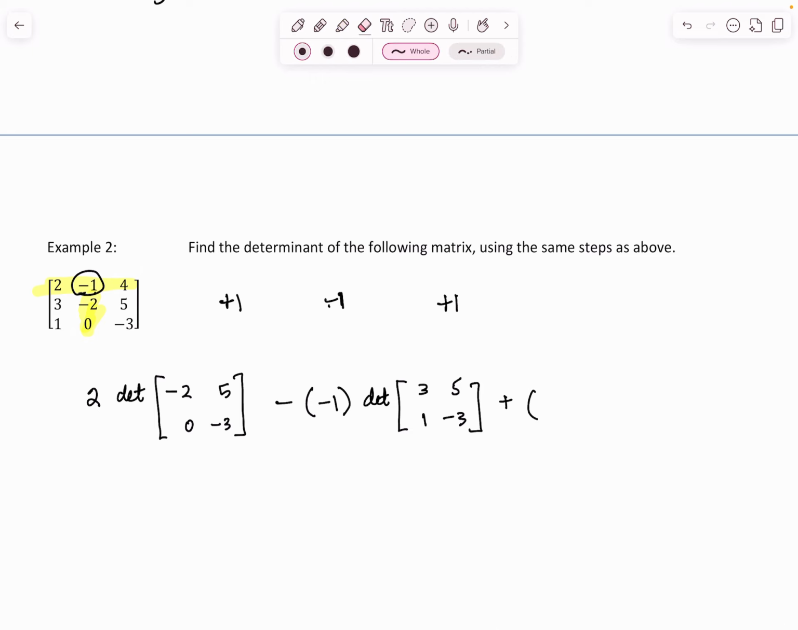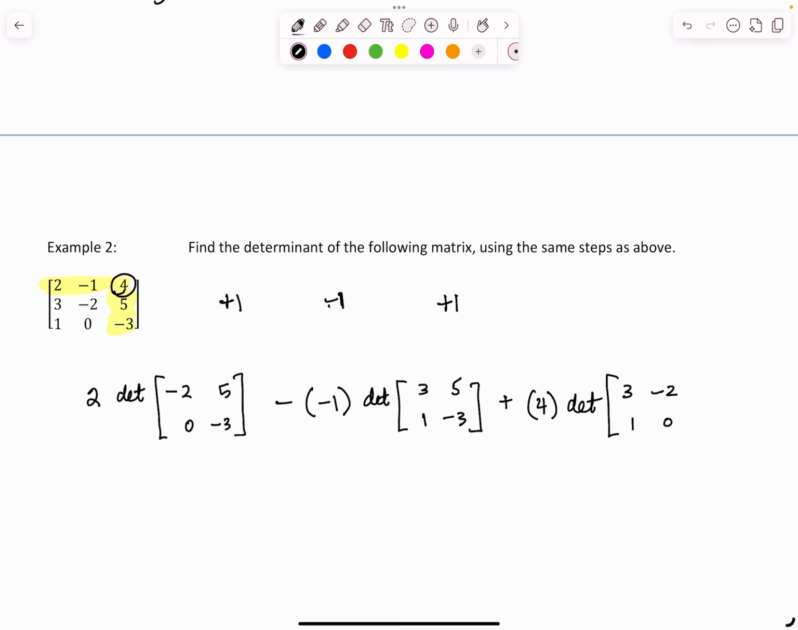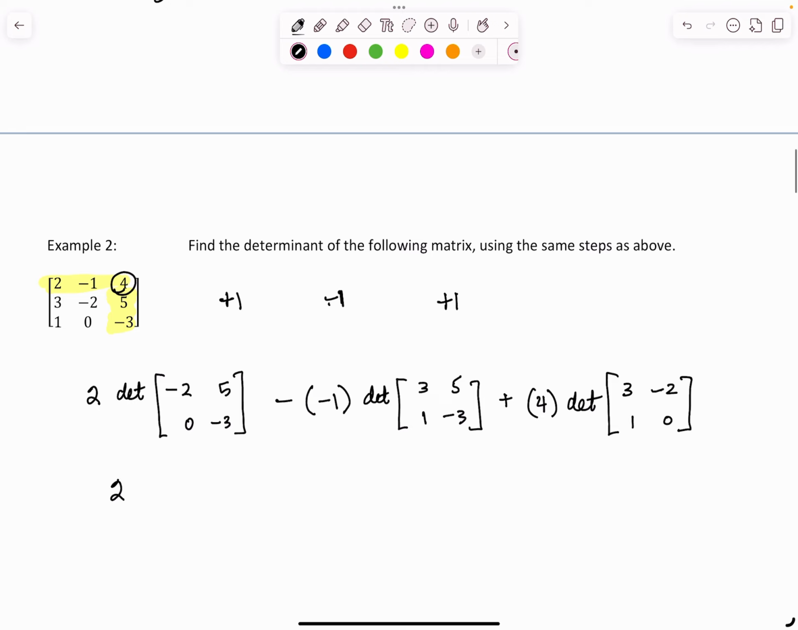And if I go down to the next entry, which happens to be 4, times the determinant of the submatrix that I get if I delete the top row and the third column, I have 3, minus 2, 1, 0. So this gives me 2 times negative 2 times negative 2 is positive 6. 5 times 0 is 0.